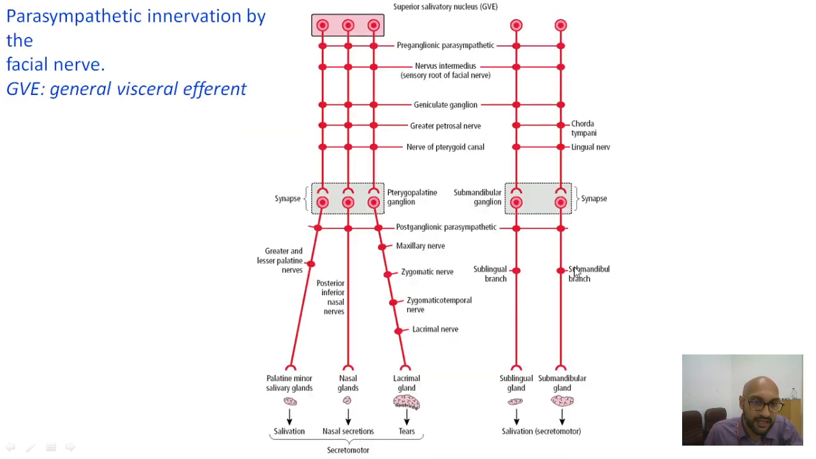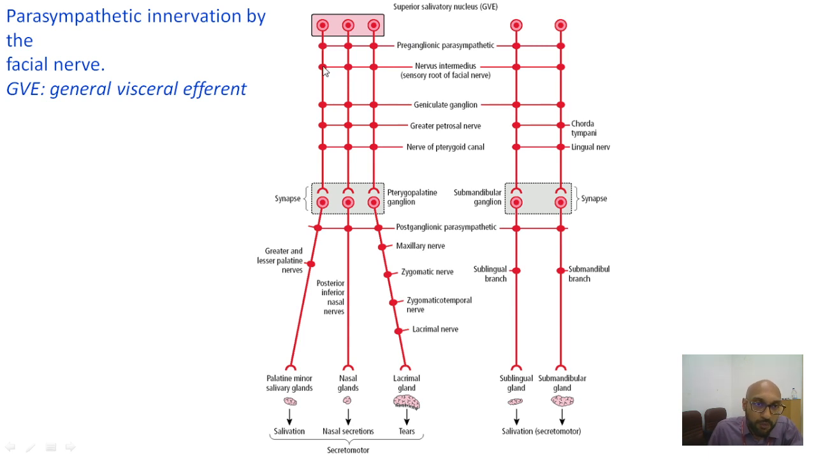Now, this is important, and I shall be repeating this cursorily tomorrow as well: the parasympathetic innervation related to the facial nerve, which is the general visceral efferent. If you see this picture, you can see where it starts, that is the superior salivatory nucleus, which is related to the facial nerve. So this is where the first order neuron is.